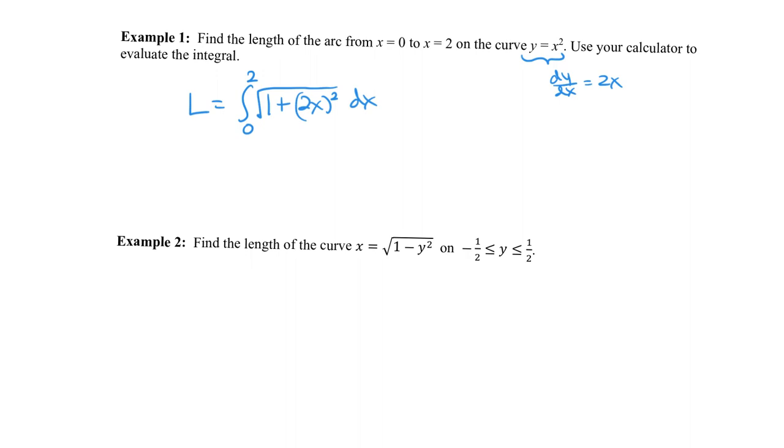Or I suppose if you wanted to, you could say this is equal to the integral from 0 to 2 of the square root of 1 plus 4x squared dx. Now, we could solve this one by hand if we wanted to, because we know how to do trig substitution. I know that when you solve this one by hand, you end up with a secant cubed. Secant cubed you have to do a little bit of work for, but we could definitely do it. But for this one, they just want you to use the calculator.